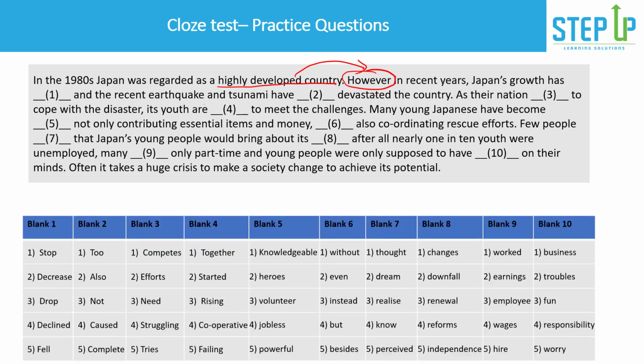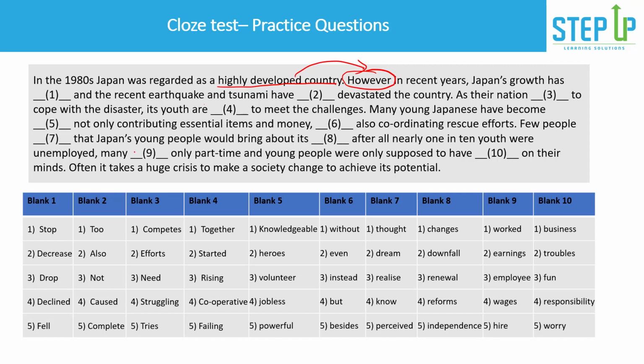Let's look at the options. Okay, Japan was highly developed. Japan's growth has recently stopped, no, decrease, drop, decline. Because you need a past tense also, therefore declined makes sense, right? So declined, and the recent earthquake and tsunami have two devastated, not caused, complete, have also, and the recent earthquake and tsunami have also devastated the country.